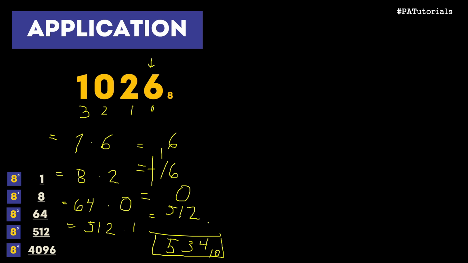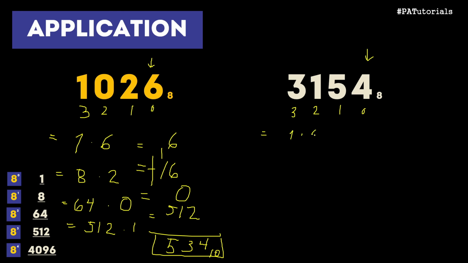Okay? So, for our next example, we have here 3,154 base 8. Again, guys, i-erase lang natin to lahat sa powers of 8. Okay? So, again, dito tayo magsa-start sa pinaka-right. And that would be 8 raised to 0 is equal to 1 times natin sa 4. Next naman, dito, that would be 8 raised to 1, which is equal to 8 times mo sa 5.